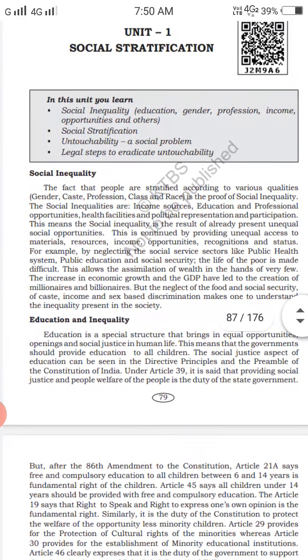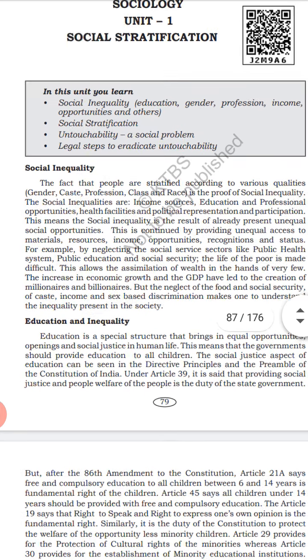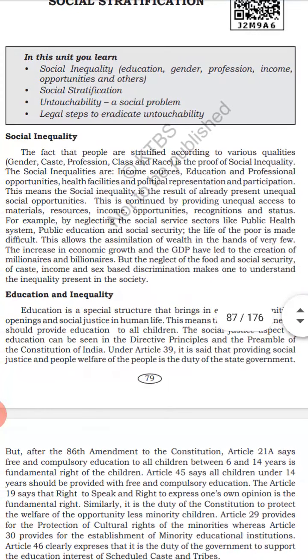This allows the accumulation of wealth in the hands of very few. The increase in income growth and the GDP have led to the creation of millionaires and billionaires. But the neglect of food and social security, and caste, income, and sex based discrimination make one understand the inequality present in the society. So, children, here are some examples.